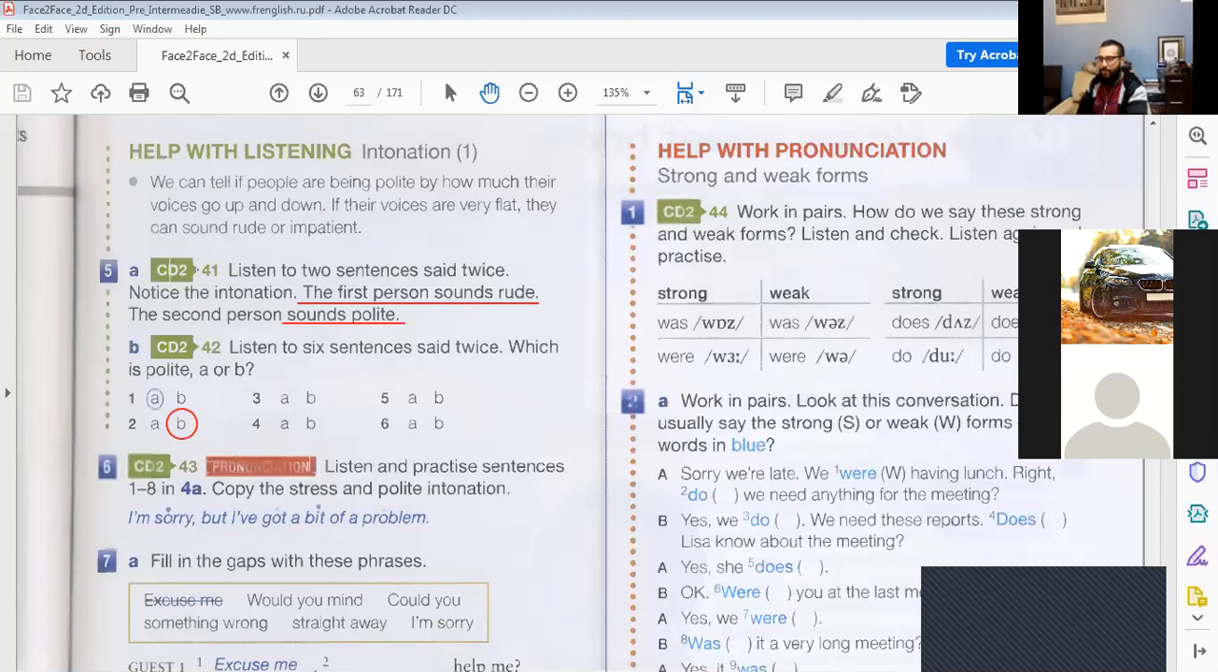Three. A. I'm afraid I've got a complaint. B. I'm afraid I've got a complaint.